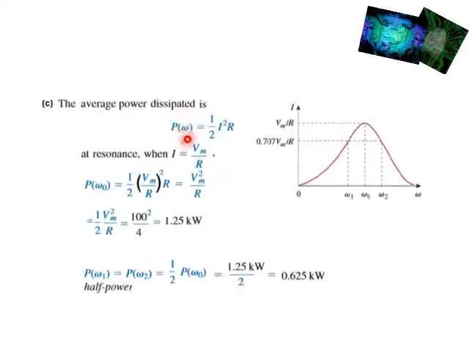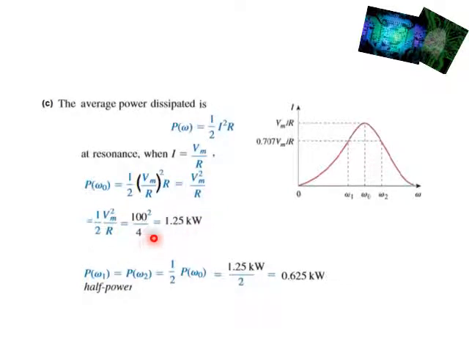Now C, the average power. The average power is half I squared R. At resonance, I equals Vm over R. So half of this, half I squared R, solving this equation, we have Vm squared over 2R.